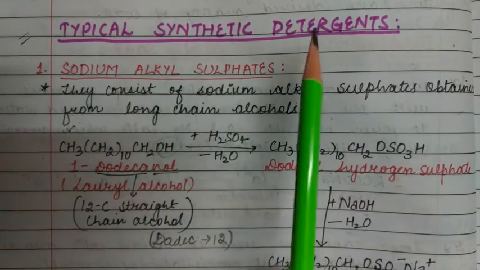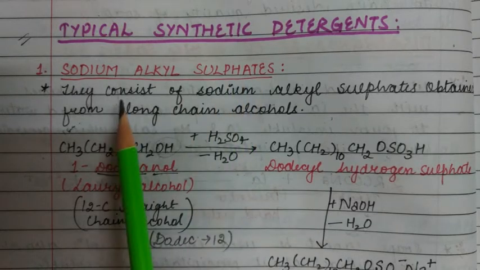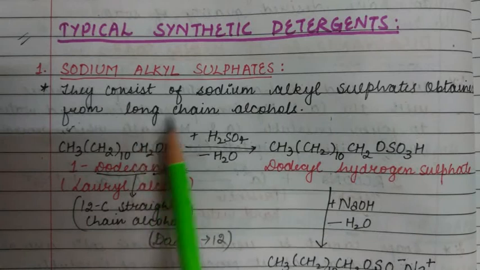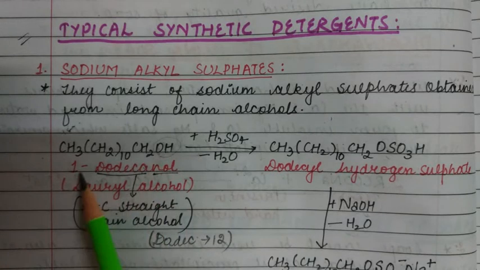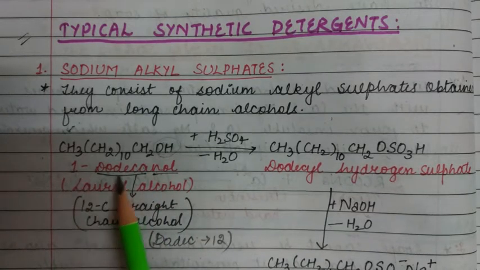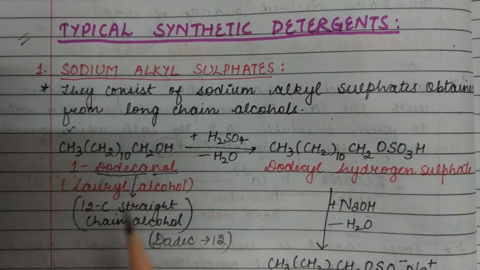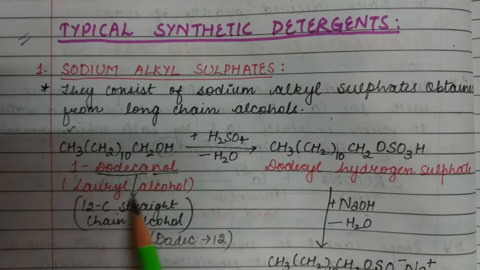Typical synthetic detergents. First is sodium alkyl sulfates. They consist of sodium alkyl sulfates obtained from long chain alcohols. We have taken a long chain alcohol with 12 carbon atoms, so that's why it is named 1-dodecanol. Dodec means 12, a 12 carbon straight chain alcohol. It is also called lauryl alcohol.